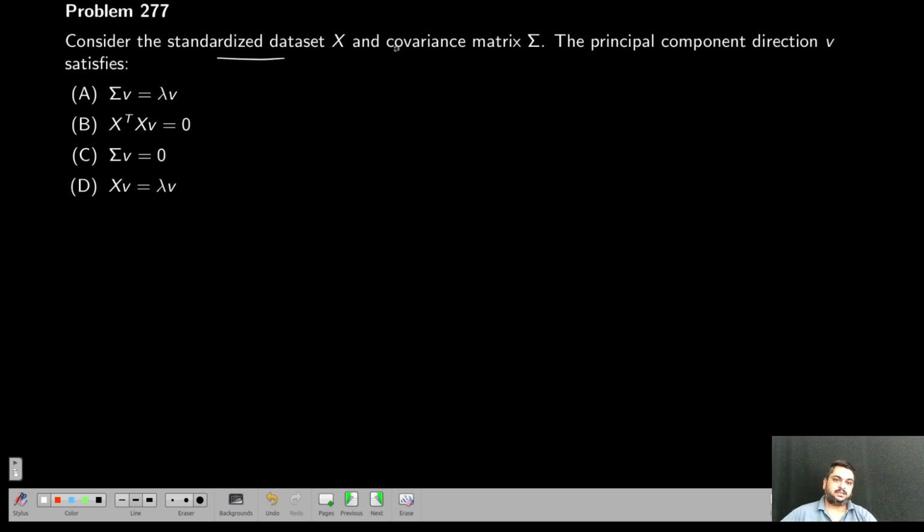Consider the standardized data set X and covariance matrix sigma. The principal component direction V, that is the eigenvector, satisfies something. So you have calculated your eigenvector. Just go through my video lectures where I explained how you get the eigenvectors, the concept of eigenvectors, and what their use is. No, these are all not correct.